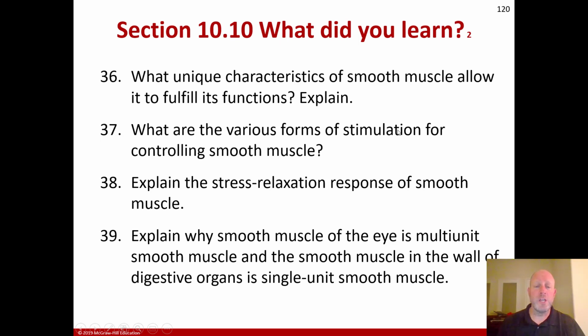What are the various forms of stimulation for controlling smooth muscle? Explain the stress relaxation response of smooth muscle. And explain why smooth muscle of the eye is a multi-unit smooth muscle and the smooth muscle in the wall of digestive organs is single unit smooth muscle.